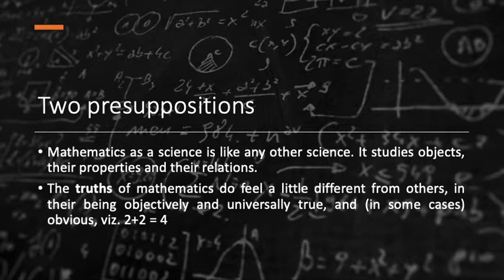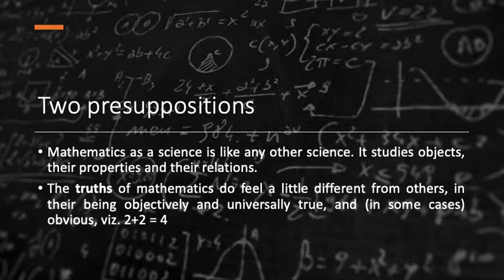So first thing, mathematics is a science like any other science. It might have its peculiarities, but its basic working method, by studying objects, properties and relations of objects, is basically the same. The second presupposition that I would like you to think about and tell me if you agree or not is the following one.